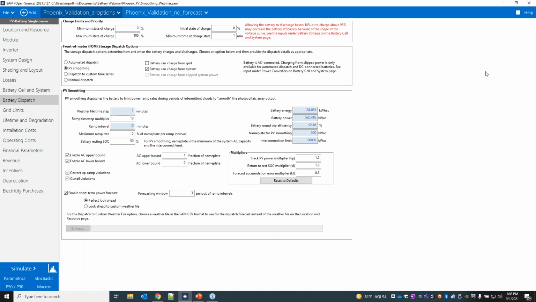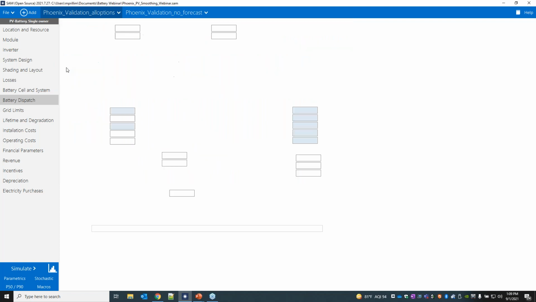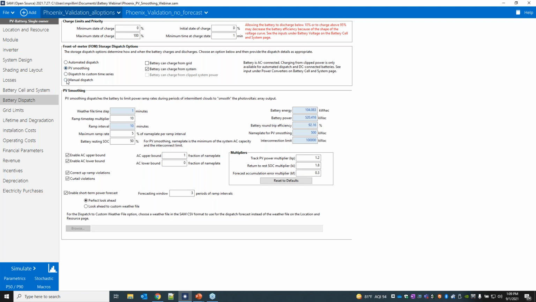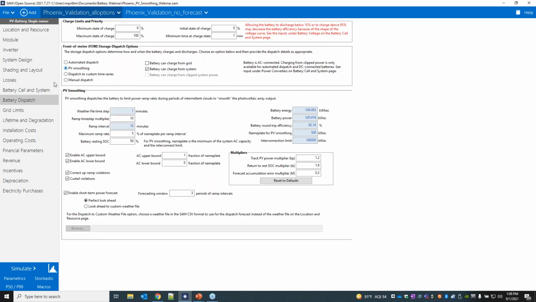Next, we can go over to the different battery dispatch options, where we can see we have the min and max charge states of the battery at any given time and the initial state of charge, and the minimum amount of time that must be spent at any one charge state. And then the different dispatch modeling strategies, where this radio choice here for the different options automatically loads and unloads the important inputs for that dispatch option. So we have automated dispatch options, PV smoothing algorithm that Brian will go over, and a manual dispatch where there is a calendar schedule that the user specifies to set up their battery discharge.